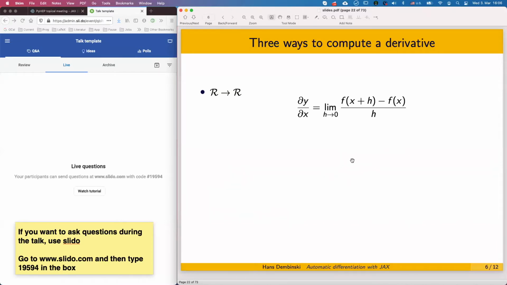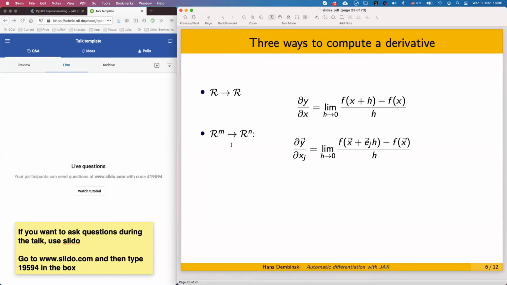So how do we compute derivatives? Basically, derivatives are given by this limit here. You take your function at x plus some tiny h, you subtract f at x, and then you divide by h, and the limit of that with h to 0 for one dimension is what you call the derivative.